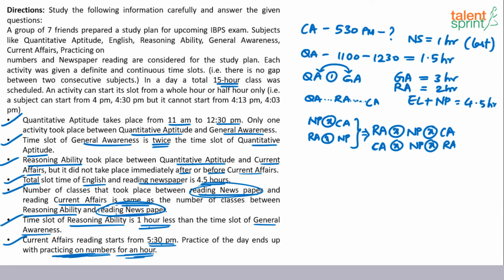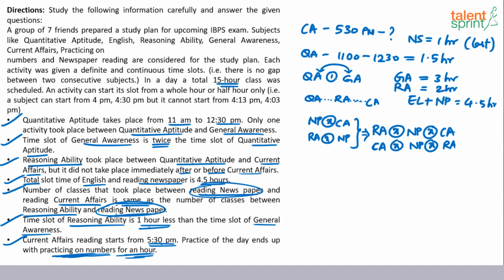Okay. So what do we know? We know current affairs starts at 5:30 p.m. We do not know what time it ends at. Numerical skills is 1 hour, the last 1 hour. Quantitative aptitude starts at 11 a.m. and ends at 12:30, 1.5 hours. General awareness is 3 hours. Reasoning is 2 hours. English language and newspaper is 4.5 hours together.